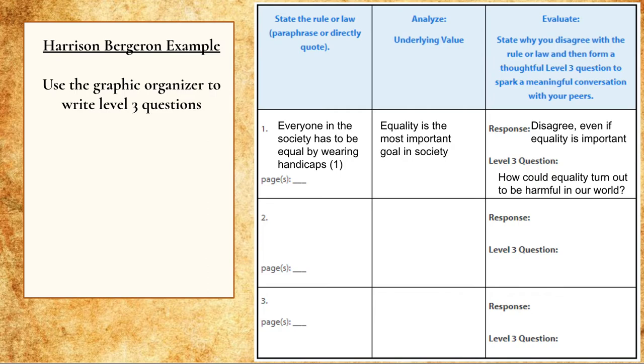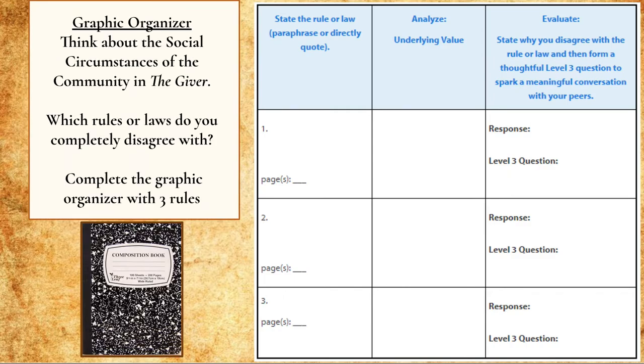So with that said, you're going to do those 3 steps, except of course, you're doing it about the community in The Giver. So think about the social circumstances in the community of The Giver. And which rules or laws do you completely disagree with? And you're going to complete this graphic organizer with 3 of the rules. So think of one rule, put it here. Why is that a rule? And then why you disagree with it, and ask a question about how that rule might relate to or affect our society if it was outside the book.